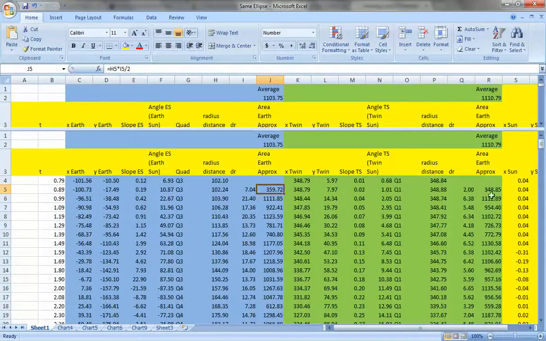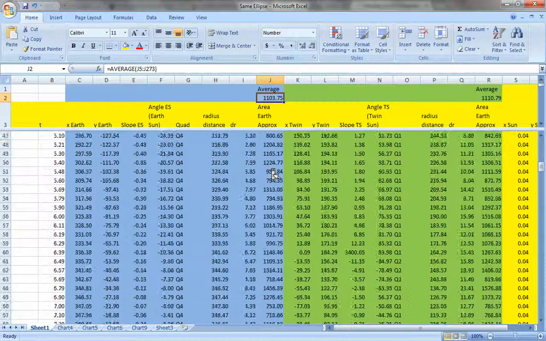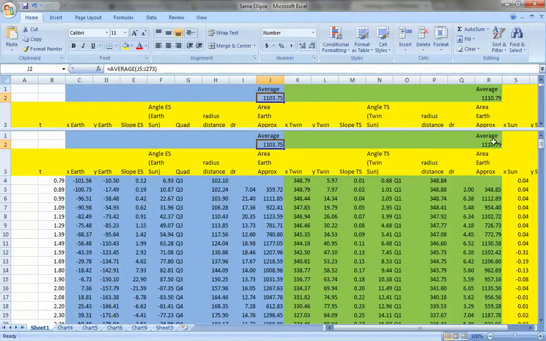But what I did notice is that like 348, 359, 111, 112, 922, 954. So the area swept out is actually very, very close. And when I took the averages of this entire column, the averages ended up being pretty similar. So I'm pretty pleased with that. And this is just basically stating Kepler's law, where the area swept out over a given equal amount of time is going to be the same.